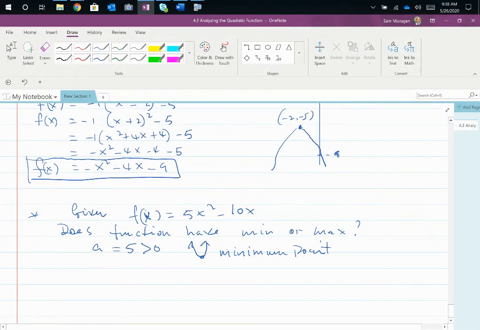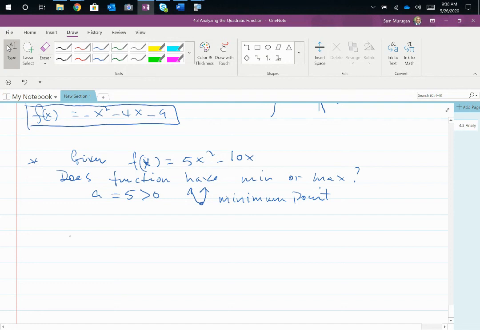To find that minimum point, remember we define the minimum point as the k value. We'd have to find h first, which is negative b over 2a, which is negative of negative 10 over 2 times 5, which is 1. Okay, and then we substitute 1 to find the k value, which is 5 times 1 squared minus 10, which is equal to negative 5. So the minimum point is at negative 5.